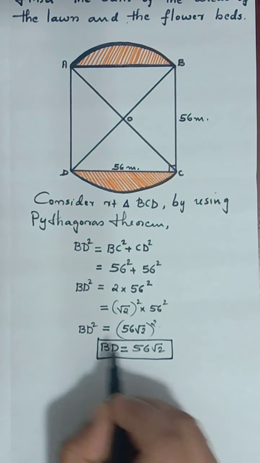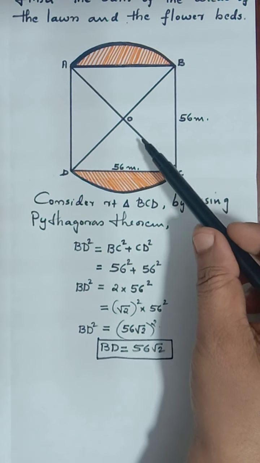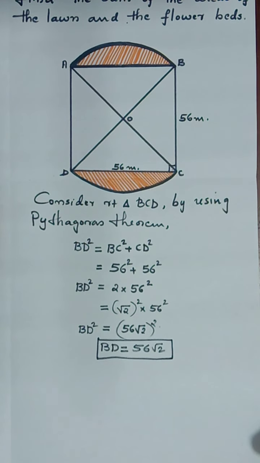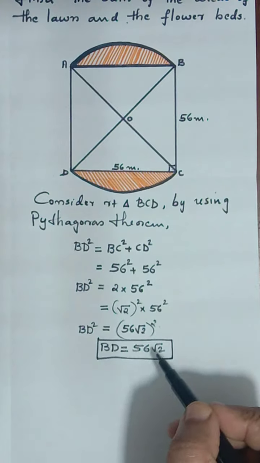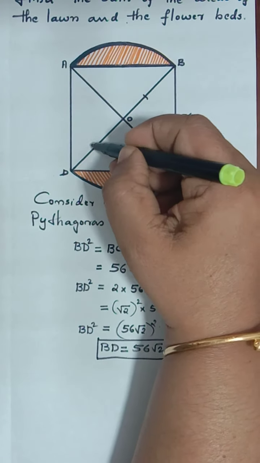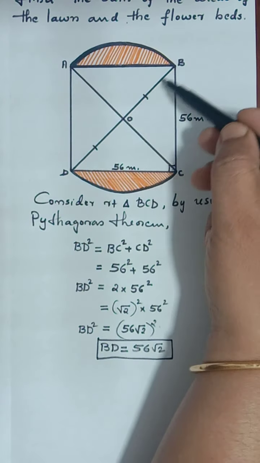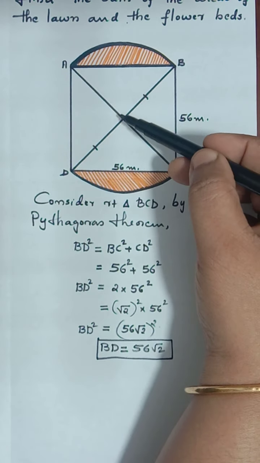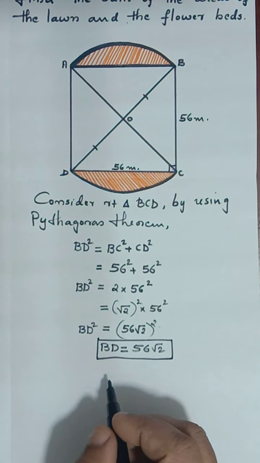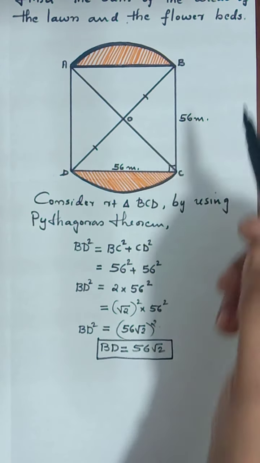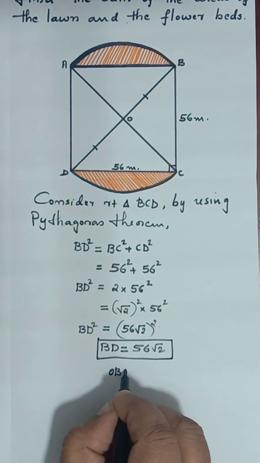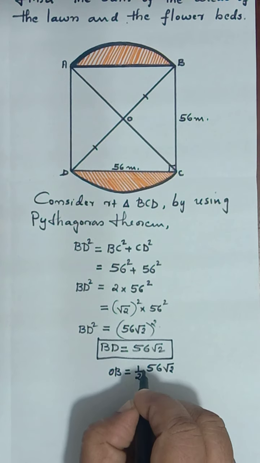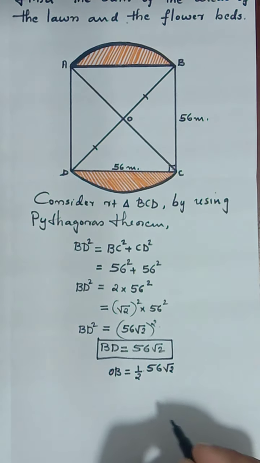Now what is the use of getting this? In a square, we know that the diagonals bisect each other at a right angle. So this OB will be equal to OD, because they are bisecting each other. So what will be the length of OB? OB is equal to half of 56 root 2, or half into 56 root 2. What do we get then?